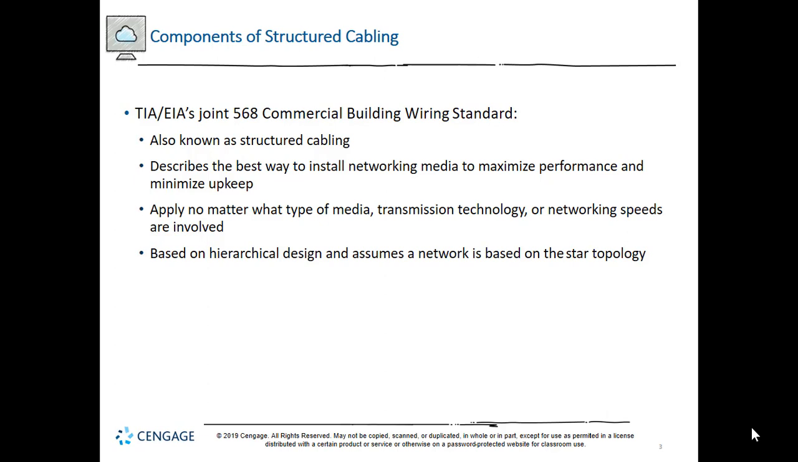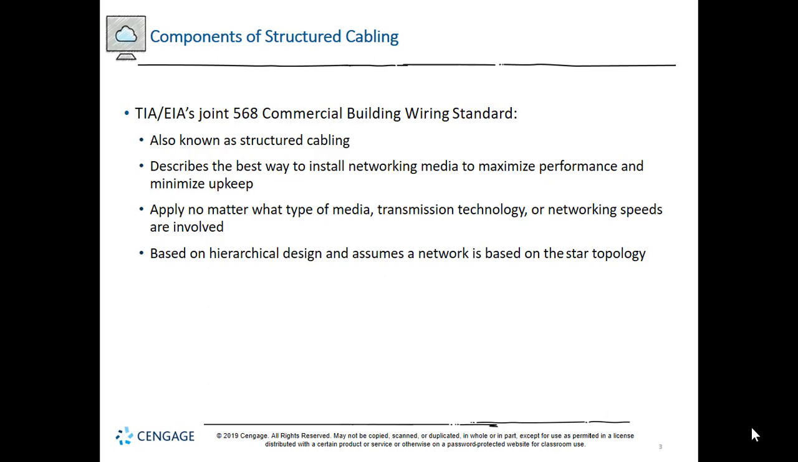Well, the Telecommunications Industry Association and the Electronics Industry Association, the TIA-EIA, they have a standard called the 568 Commercial Building Wiring Standard, which is different than the wiring standard that we use for putting our wires together. This cabling standard that we're going to talk about is the 568 Commercial Building Standard C, and it's also known as structured cabling. It tells us the best way that we're supposed to install our networking media, which means how do we install our cabling? When should we upgrade our cabling?